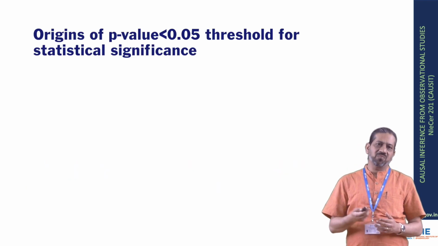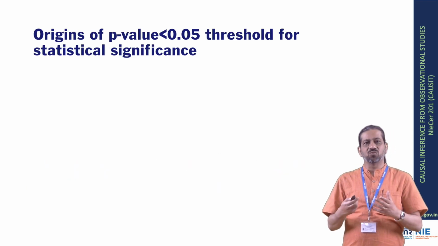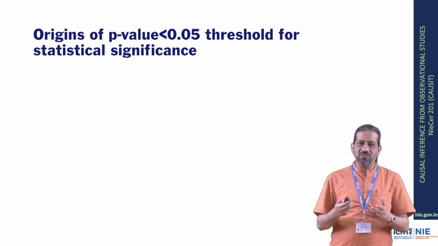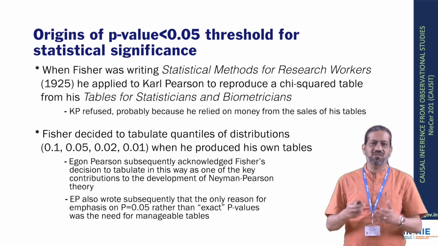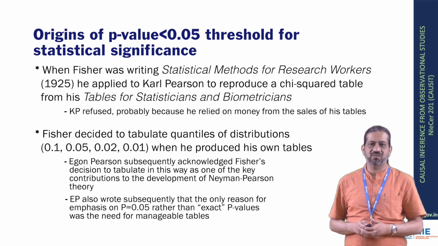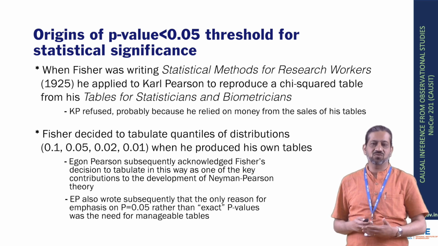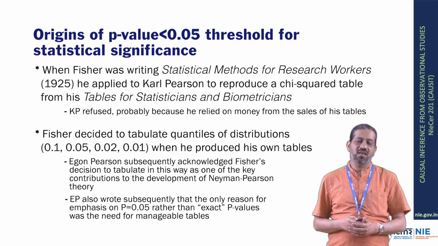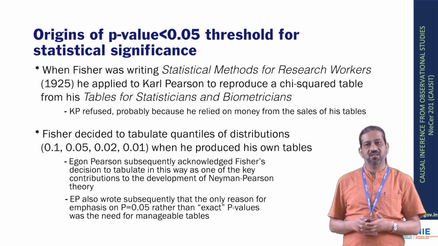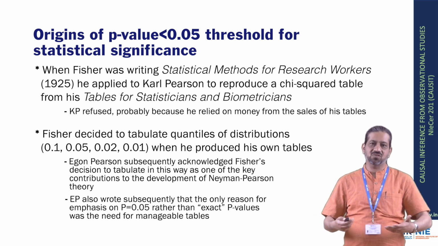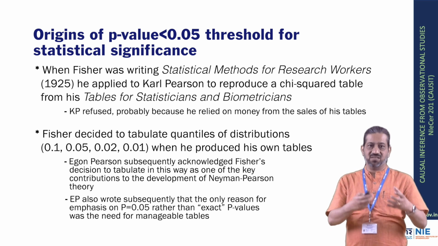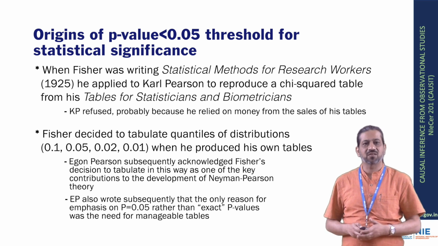If we go a little bit more into how this threshold of 0.05 came into being, what we find is that Fisher, when he was writing his book on statistical methods for research workers in 1925, wanted to provide chi-square tables and the related p-values in his book. And since Karl Pearson, his contemporary, was the one who had introduced chi-square tables, he requested Karl Pearson to reproduce Karl Pearson's tables. But Karl Pearson refused.